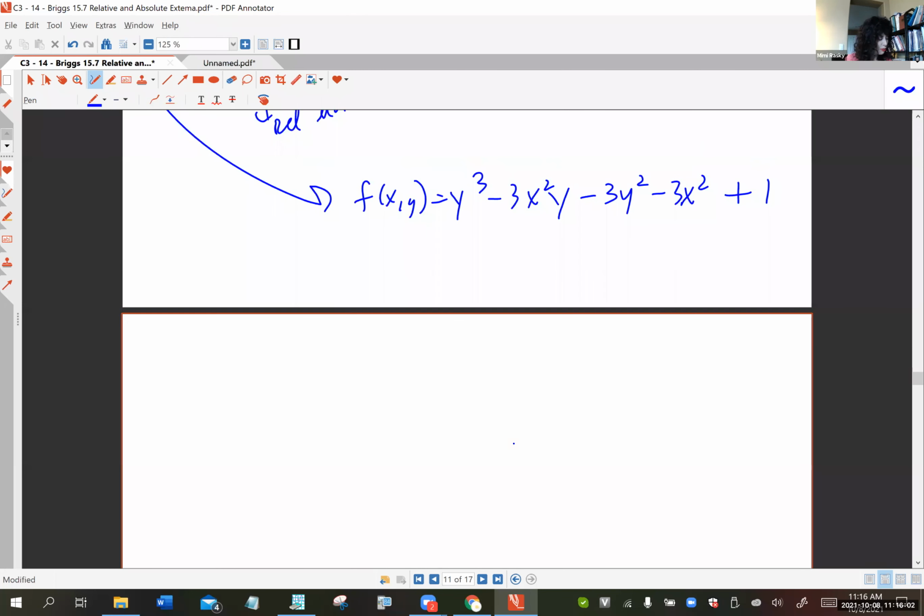So I'm going to get my first partial. So fx, what do I have here? Minus 6xy, and then a minus 6x. I think that's it. When I get the other partial with respect to y, definitely got the 3y squared there from the first term, minus 3x squared from the second term, and then minus 6y from the third term. I think that's it. Set both of these equal to 0.